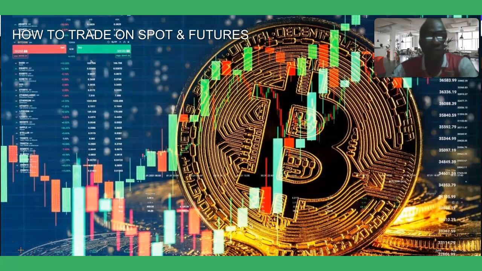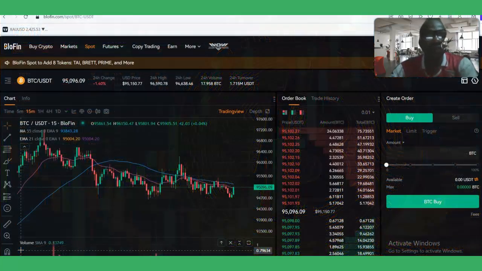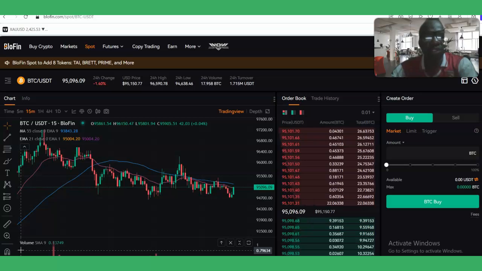All right, this is Mega Profit. I've been able to introduce the centralized exchange to us and the keys on the dashboard and their functions.